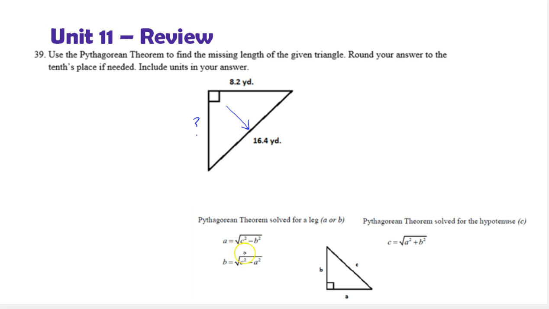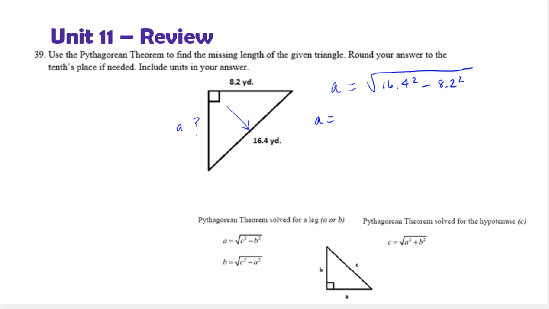So that means we're going to use one of these formulas. It doesn't matter which leg you call A or B, so I'll call it A. So A equals, now we want the square root. The order matters. We need to use the hypotenuse first: 16.4 squared minus the square of the other leg we know.